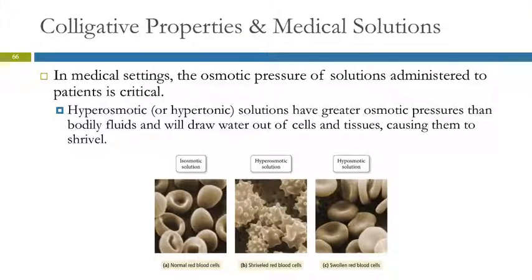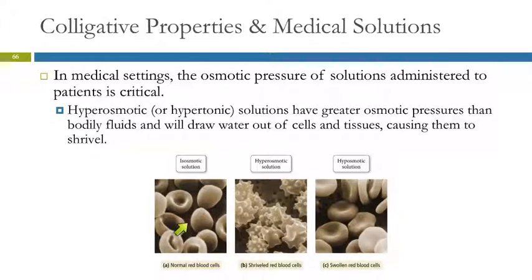Colligative properties are important in solutions used in medicine. So, you go to the hospital and you have to have a procedure done or something, and one of the first things they do is they stick an IV in your arm, right? And they're pumping who knows what into you. Well, it's really important what is in that bag of solution that they're hanging there. It needs to have the same molality as your blood, because you don't want it to draw water out of your tissues and you don't want it to push water into your tissues.